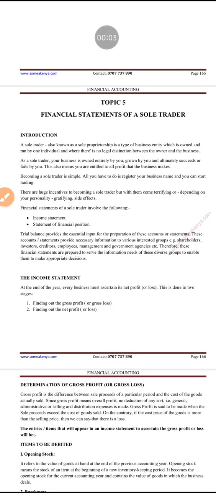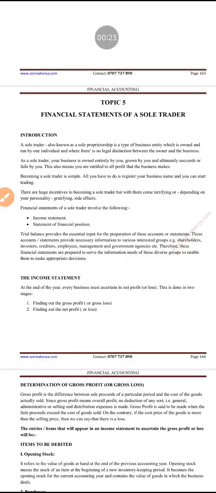So welcome back. Our today's lesson is the financial statement of a sole trader. A sole trader is that individual who carries out the business alone. So it's a business conducted by one person.